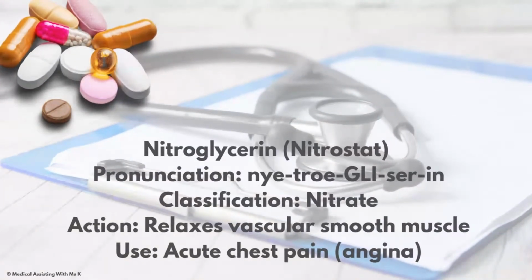Nitrostat. The generic is nitroglycerin. The classification is nitrate. How does it work? It relaxes vascular smooth muscle and it is used for acute chest pain or angina.